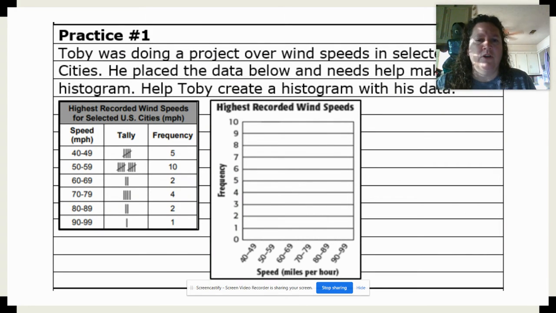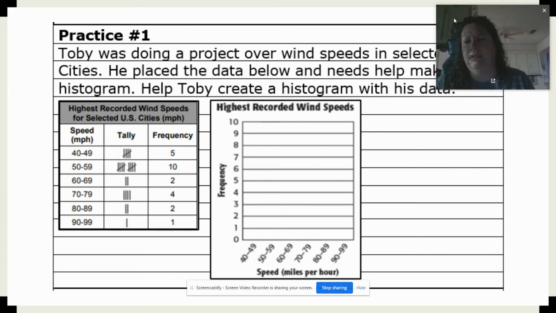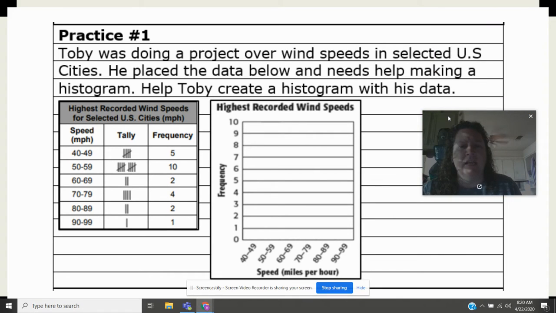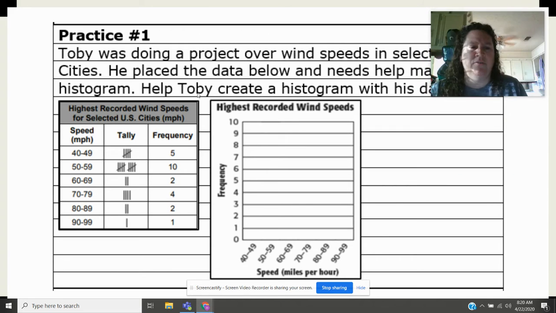Okay. So Toby was doing a project over wind speed in selected U.S. cities. He placed the data below and needed help making a histogram. Help Toby create a histogram with his data. Now, I'll be honest, the hardest part of histograms is deciding the intervals of your frequency table. So if you create a frequency table from data, you always want to list your data from least to greatest. Fortunately, he was already given a frequency table, so he got lucky, okay?